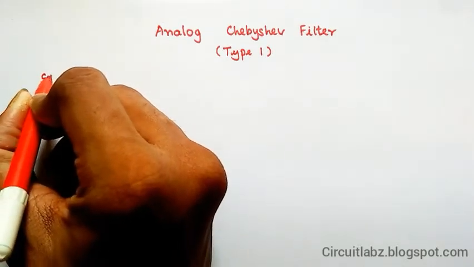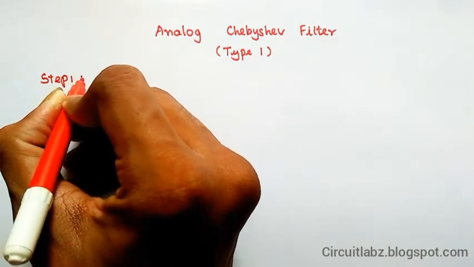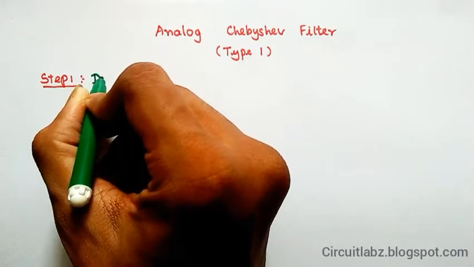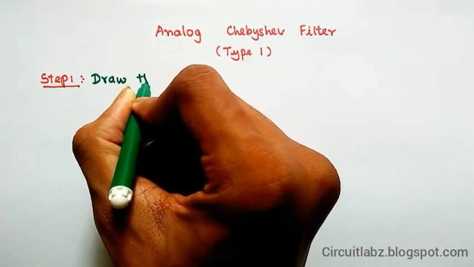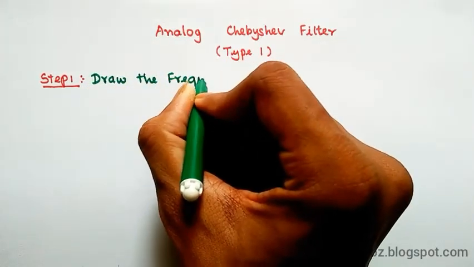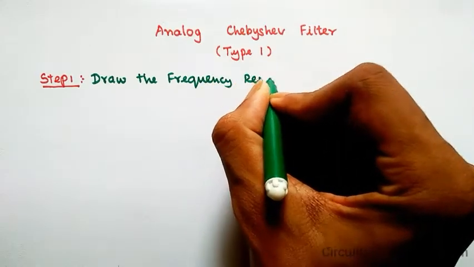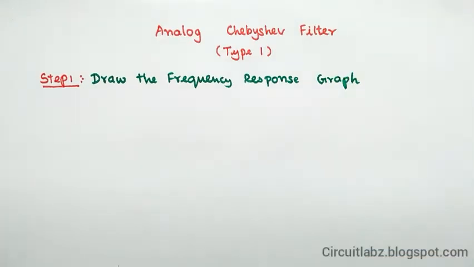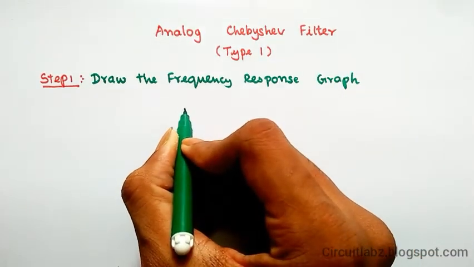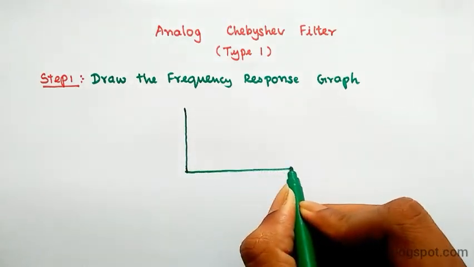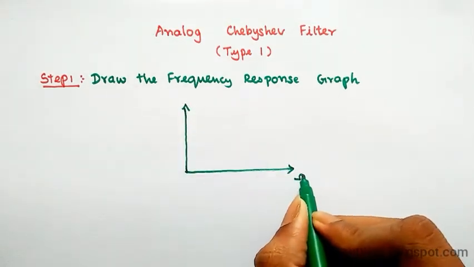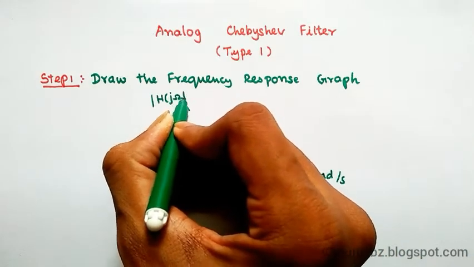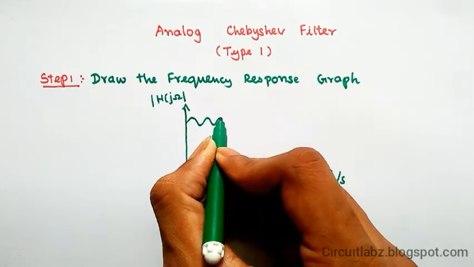So, in step 1, what we are going to do is draw the frequency response graph from the given specifications. So we will have the x-axis and y-axis. X-axis is omega in radians per second and y-axis is mod of H of j omega.